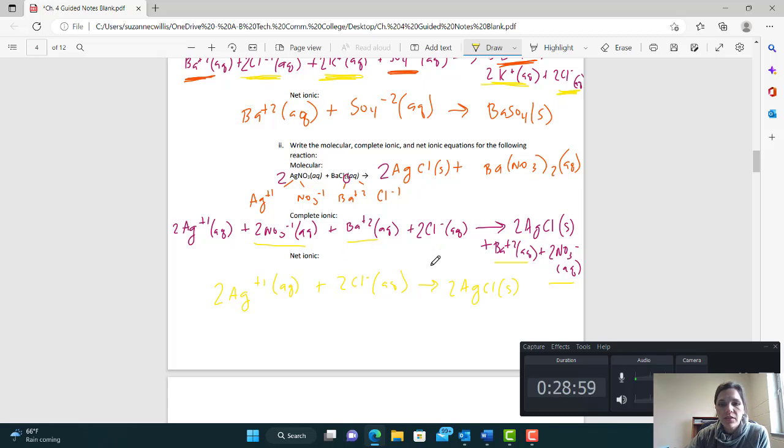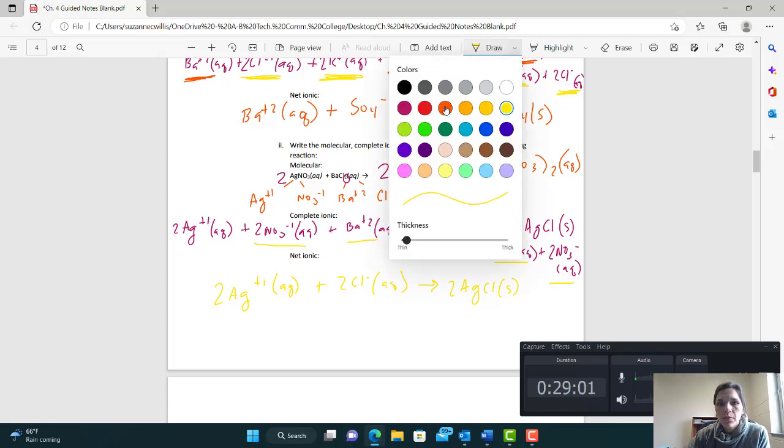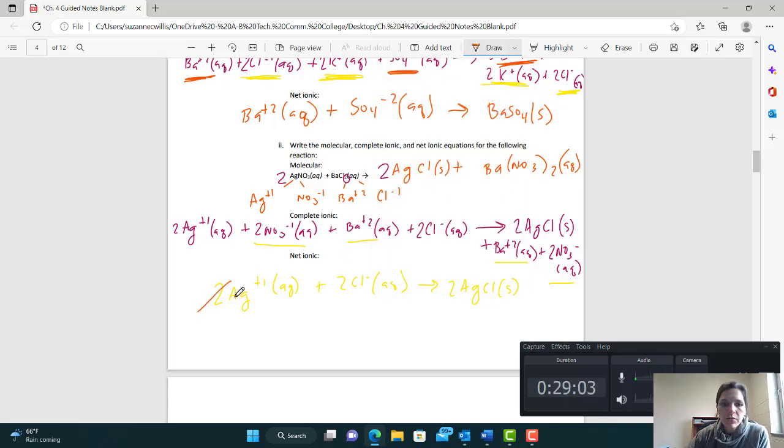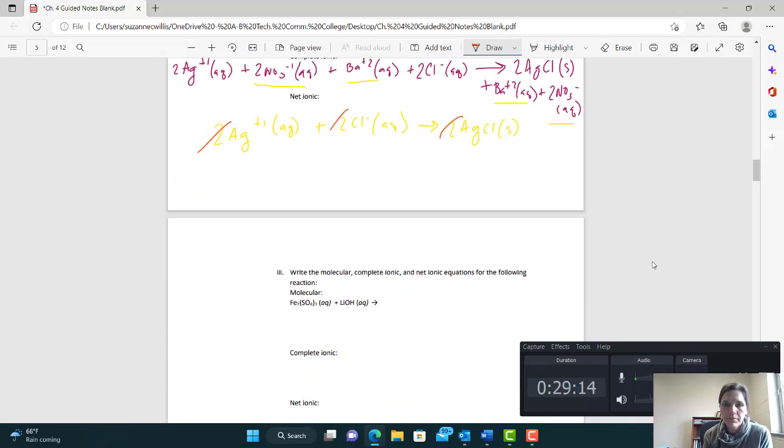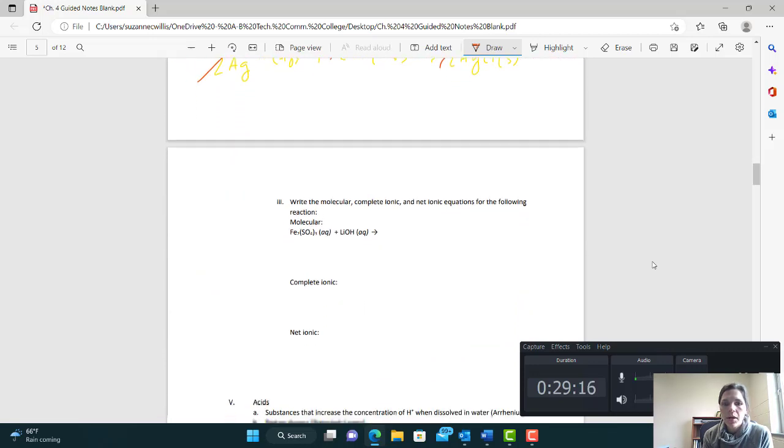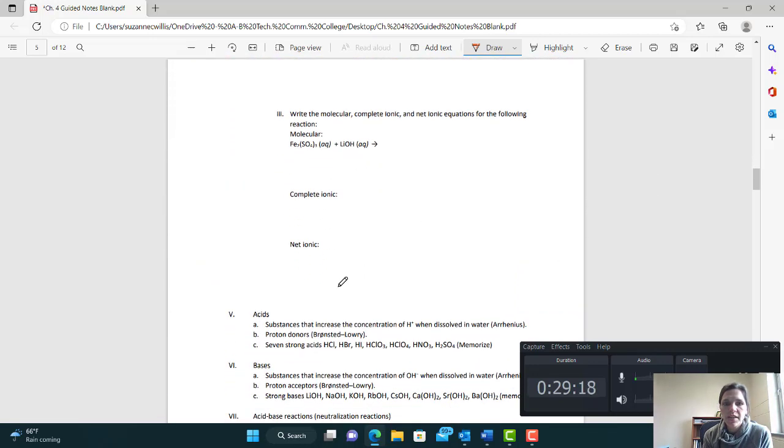So you see how these all have a 2 in front of them? We would ideally leave those 2's out, because we want to show it in the simplest ratio. 1 silver, 1 chloride makes 1 silver chloride. Okay? All right, so I would pause your video and work through this next one, and then follow up with me and see how we compare.